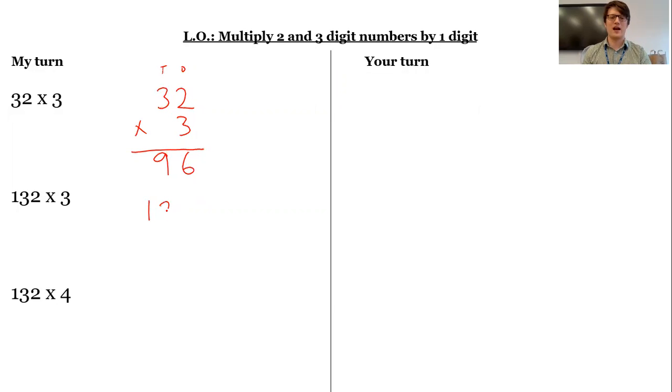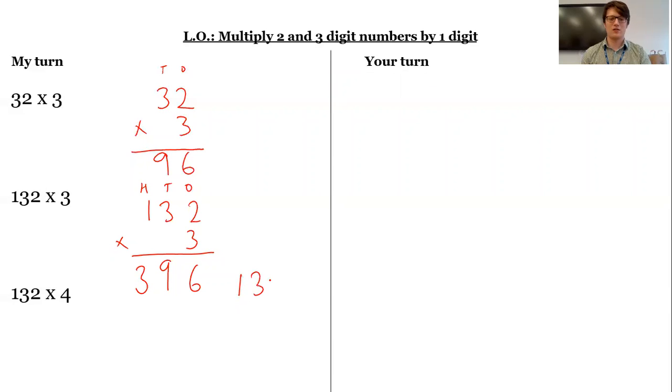What happens then if we add a hundreds column to that, a digit in the hundreds column? Well, we get something very similar. 3 times 2 is still 6. 3 times 3 tens is 9 tens. 3 times 100 is 3 hundreds. But then the real question is, what about this?